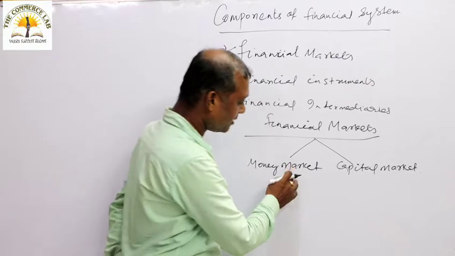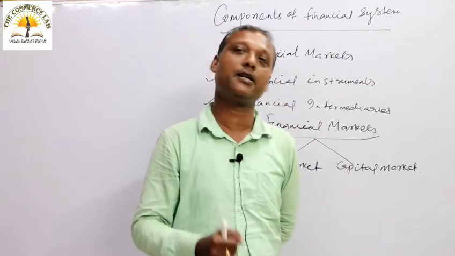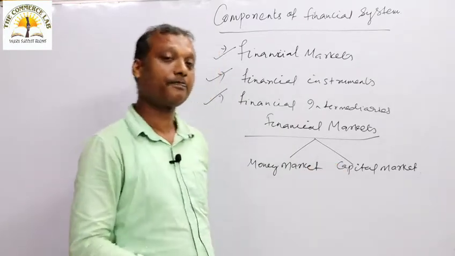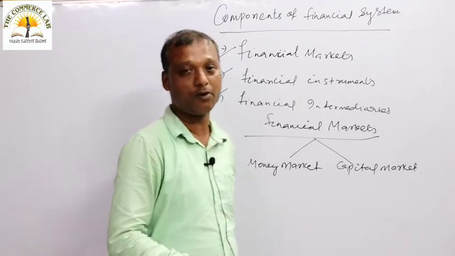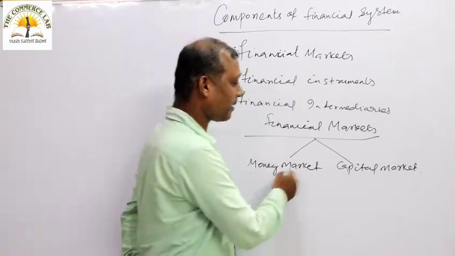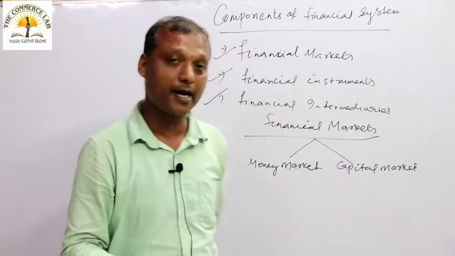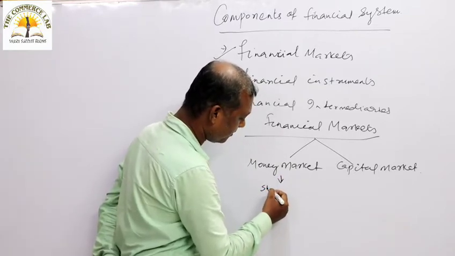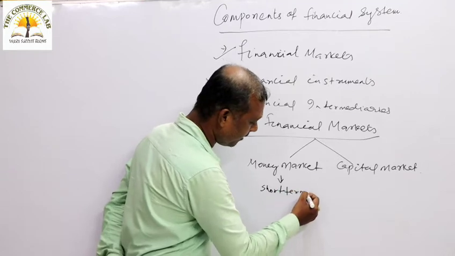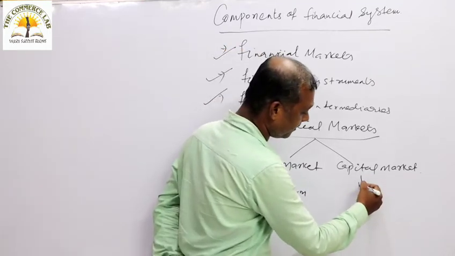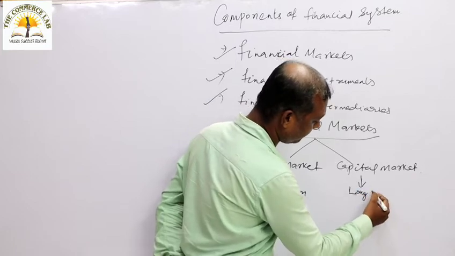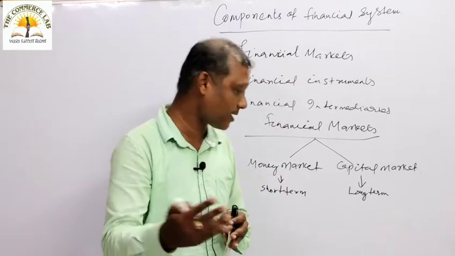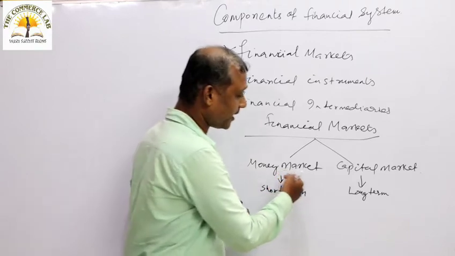So let me tell you what the money market is and what the capital market is. How can we make a difference between money market and capital market? Money market is a market where short-term financial transactions are carried out, dealing in short-term monetary assets. Capital market is a market meant for long-term financial transactions. So now I have clearly made a distinction between money market and capital market.